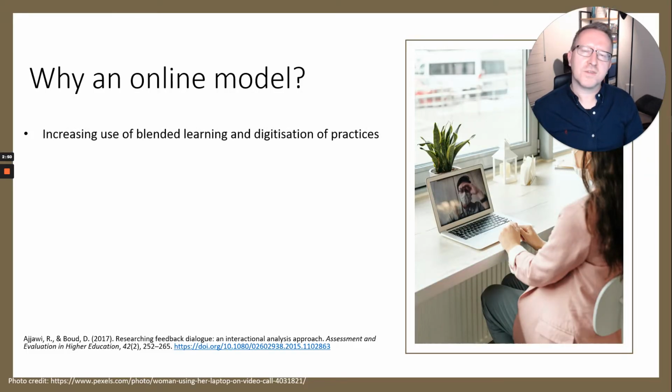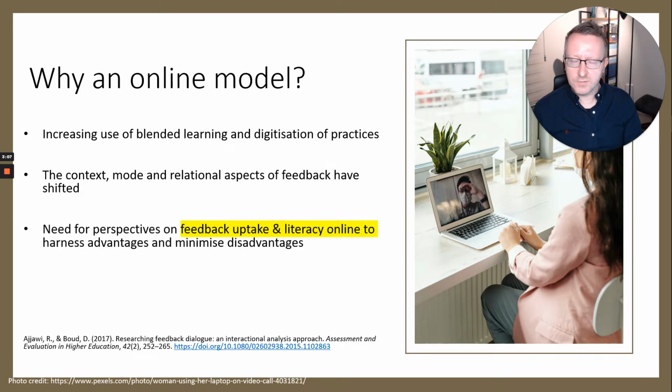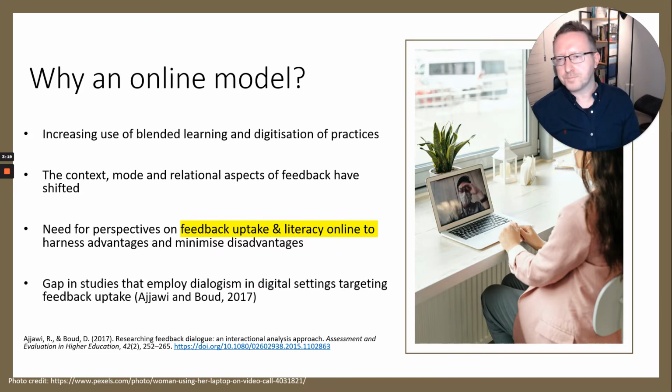So recently we've seen some changes in the context of our feedback practices, and that changes the mode, the way that we deliver feedback, and that also changes the relationships involved, and all of these things mediate feedback uptake and feedback engagement and use. So there's a need for perspectives on feedback and literacy in online settings so that we can harness the advantages but minimize the disadvantages.